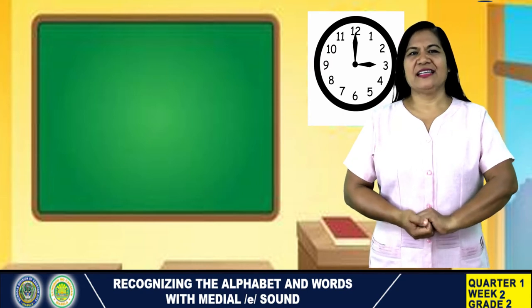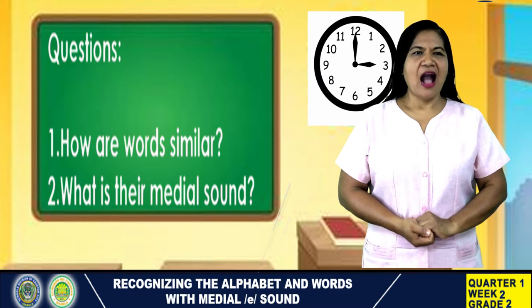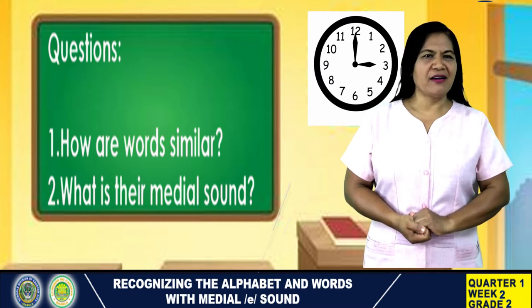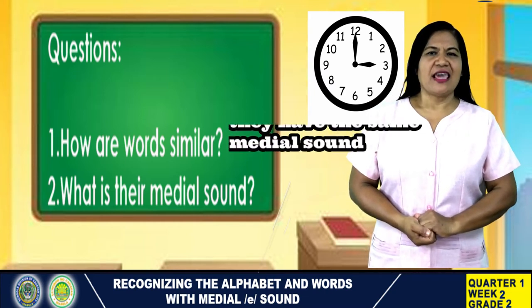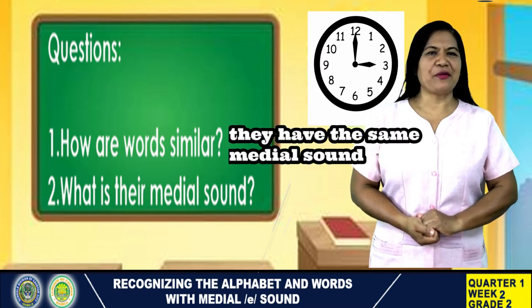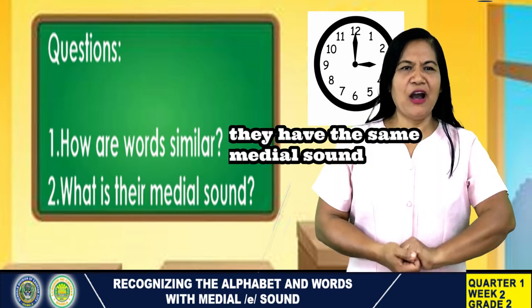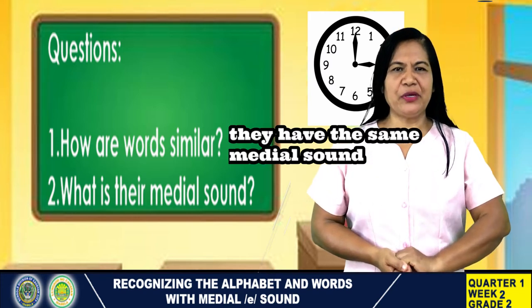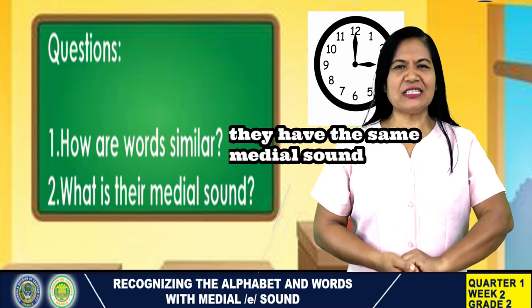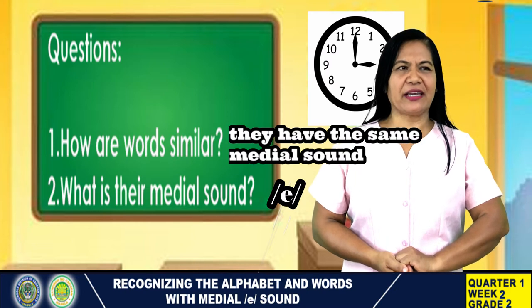Now kids, let's answer the following questions. Number 1. How are the words similar? The answer is, they have the same middle sound. If we have the same answer, then you are correct. Now, let's go to question number 2. What is their middle sound? If your answer is E, then you are again correct.